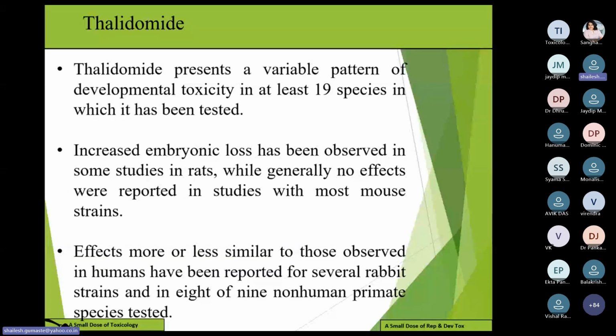Thalidomide presents variable patterns of developmental toxicity in at least 9 species in which it has been tested. Increased embryonic loss has been observed in some studies in rat, while generally no effects were reported in studies with most mouse strains. Effects more or less similar to those observed in humans have been reported for several rabbit strains and in 8 of 9 non-human primate species tested.